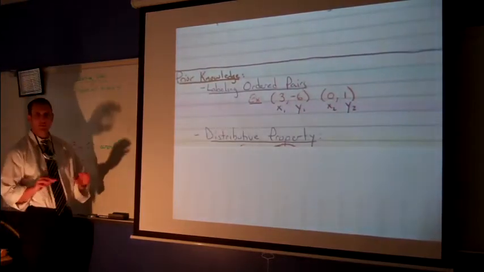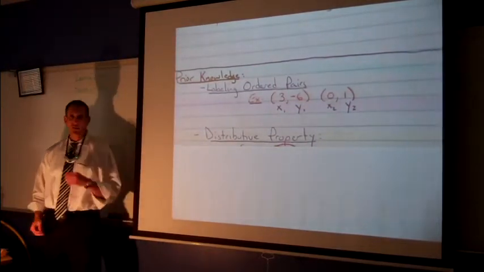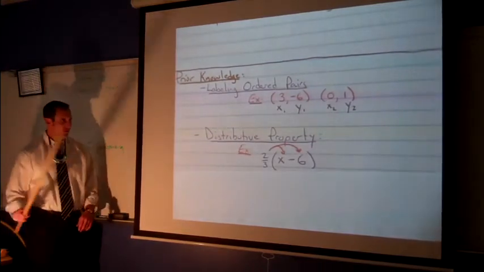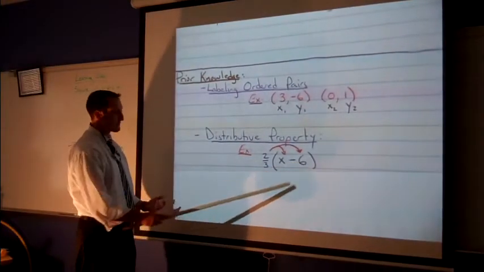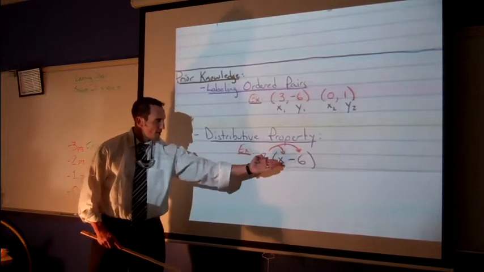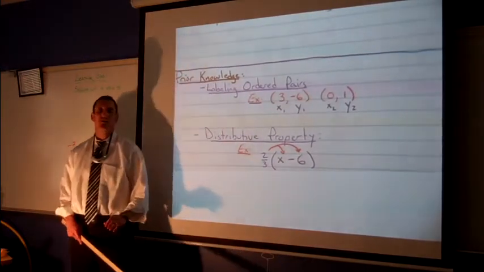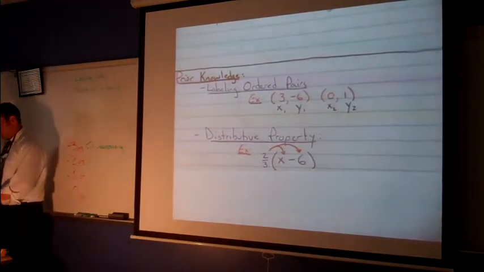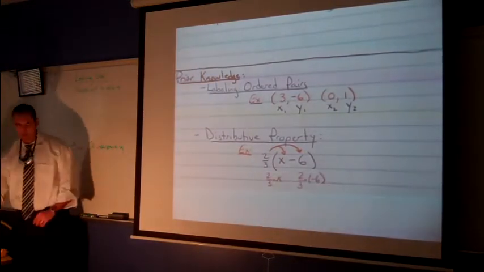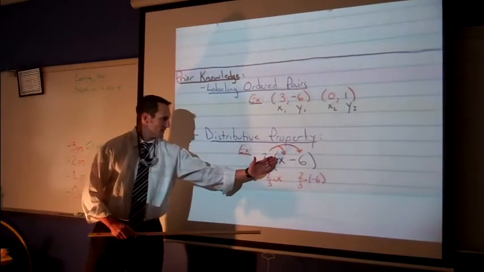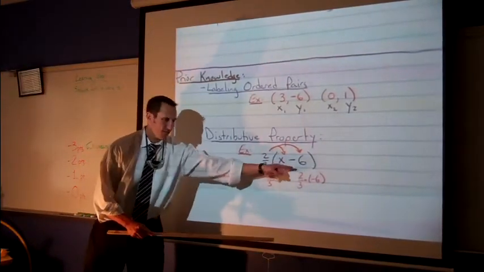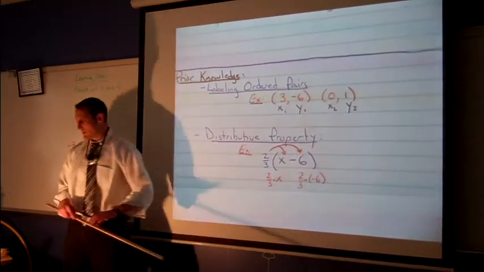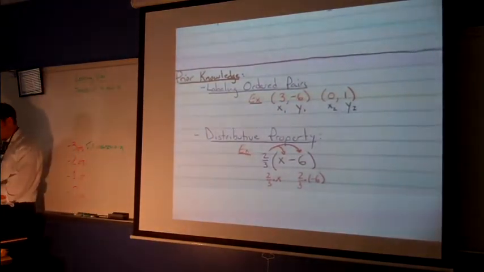We also need to remember about the distributive property, how multiplication is distributed through grouping symbols. So if I had an example of 2/3 times (x minus 6), I can distribute this 2/3 through the parentheses. I'm intentionally using a fraction because we will see lots of fractions in this lesson. So distributing through, that means I am multiplying 2/3 times x and 2/3 times this -6. So I have to remember how that works.